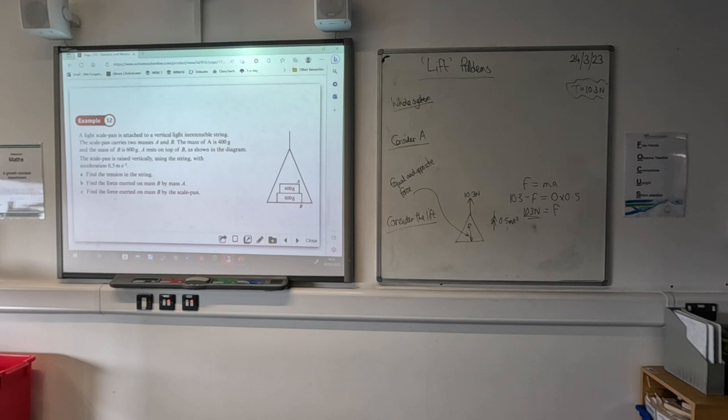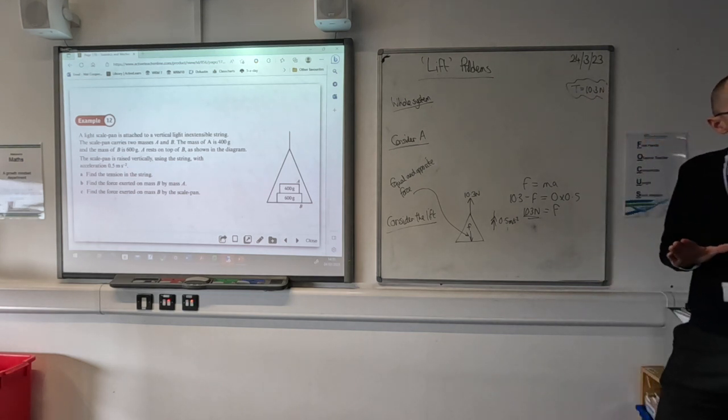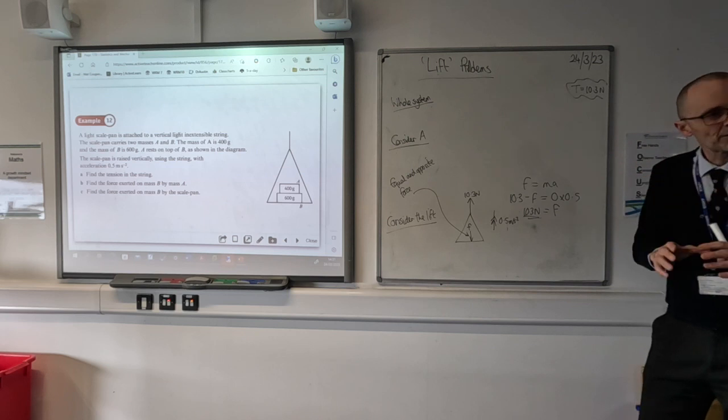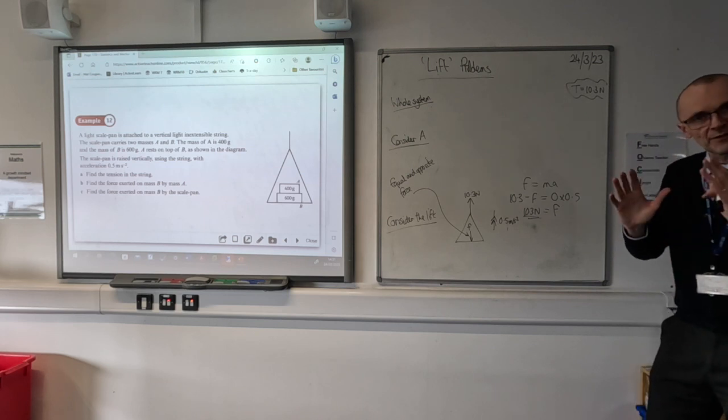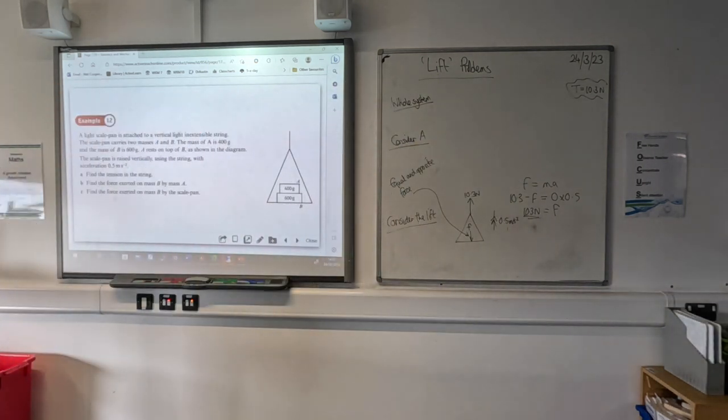So these lift problems, I think, are really complicated because of the whole Newton's third law thing. But the good news is they tend to be quite formulaic, so they tend to be whole system, one of the masses, just the lift. Okay? So we've got a little bit of time to start it now.